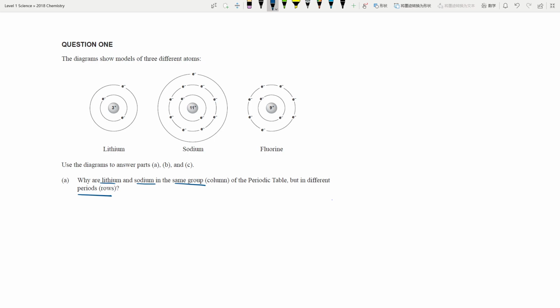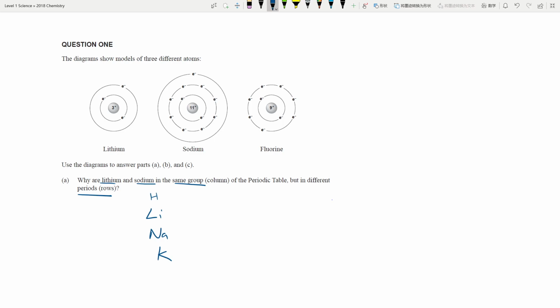What it means to be in the same group is, say lithium is here, sodium is here, potassium is here, and then you have hydrogen sort of over here, which is normally hanging out there, because hydrogen is not a metal but it behaves like a metal, but that's not really relevant to this particular question.